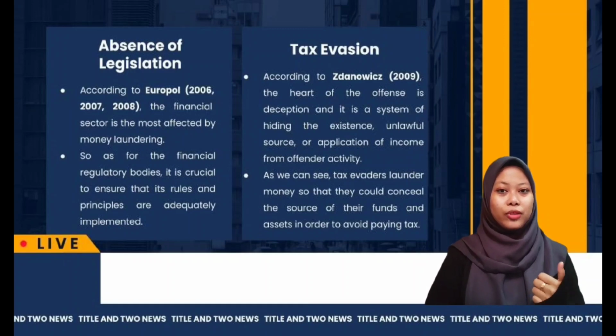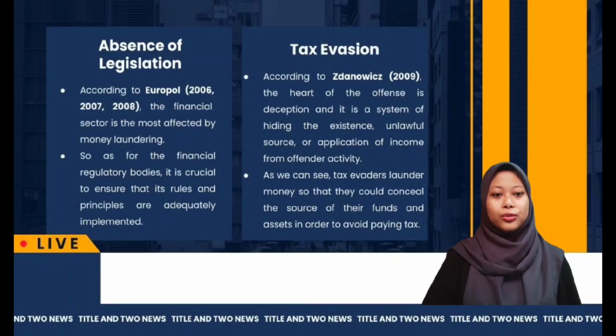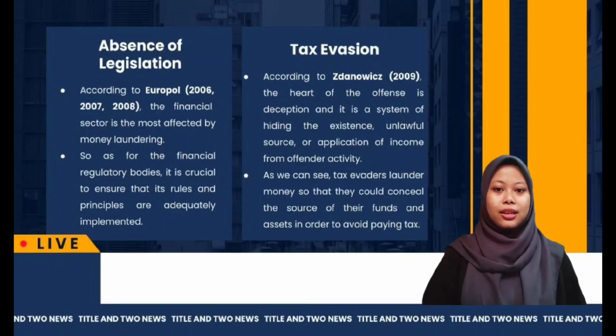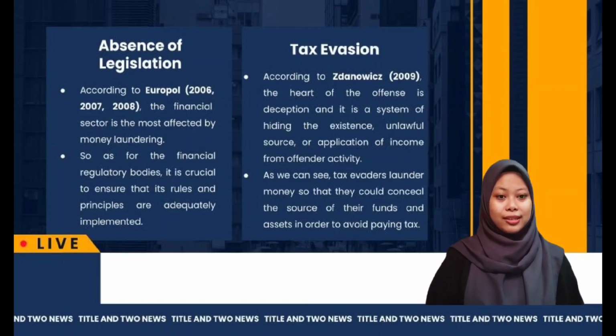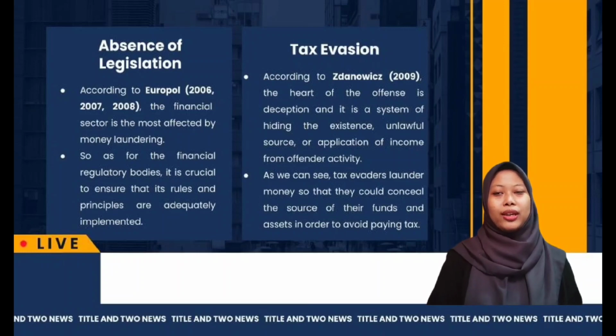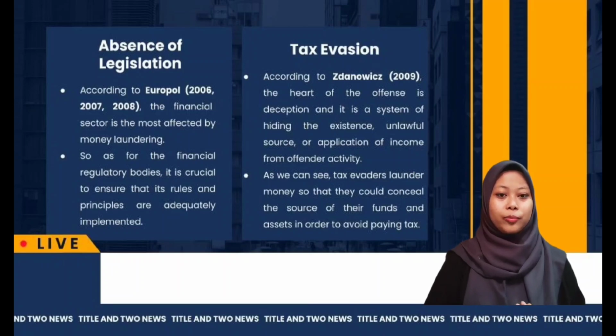The first one, absence of legislation. Due to no legislation against money laundering, it could give a free hand to criminals, as in other cases, governments are involved to earn political allies, gratify their allies, and strengthen their power. According to Europol 2006, 2007, and 2008, the financial sector is the most affected by money laundering. So, as for the financial regulatory bodies, it is crucial for them to ensure that their rules and principles are adequately implemented. The way that they can do it is examining their policies and financial regulative principles repeatedly to ensure it can be applied effectively.